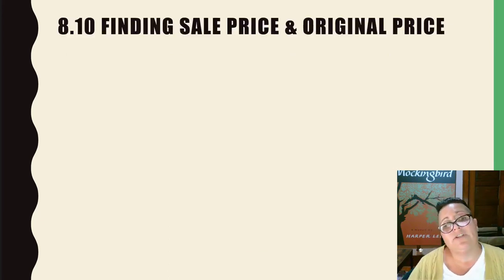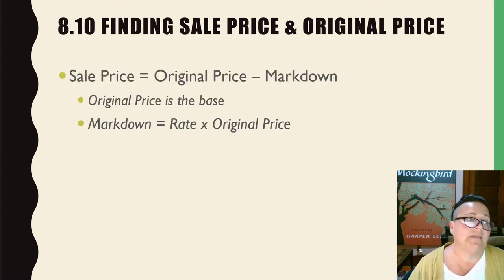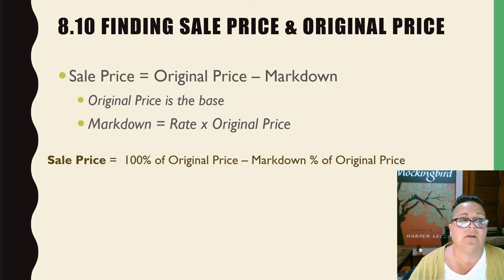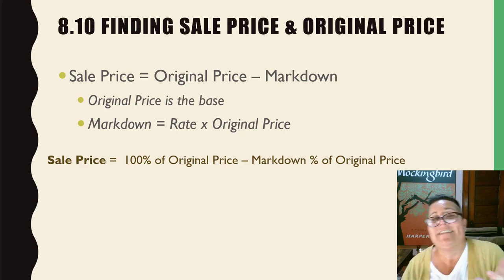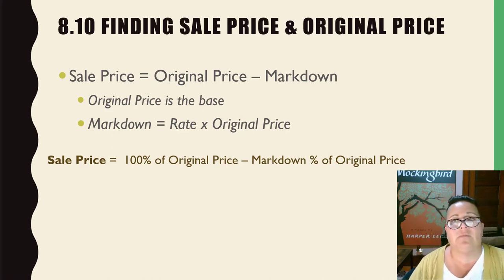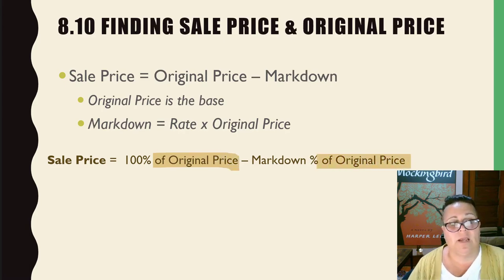Now, how do we find the original price or the sale price? So we've already said that the sale price is the original price minus the markdown. Original price is our base. We know our markdown is going to be the rate times the original price. This is looking like what we've done already. So our sale price is technically 100% of the original price minus some markdown percent of the original price. Do you see the original price is in both of these pieces, right? It's in the 100% of the original price, and it's in the markdown percent of the original price.